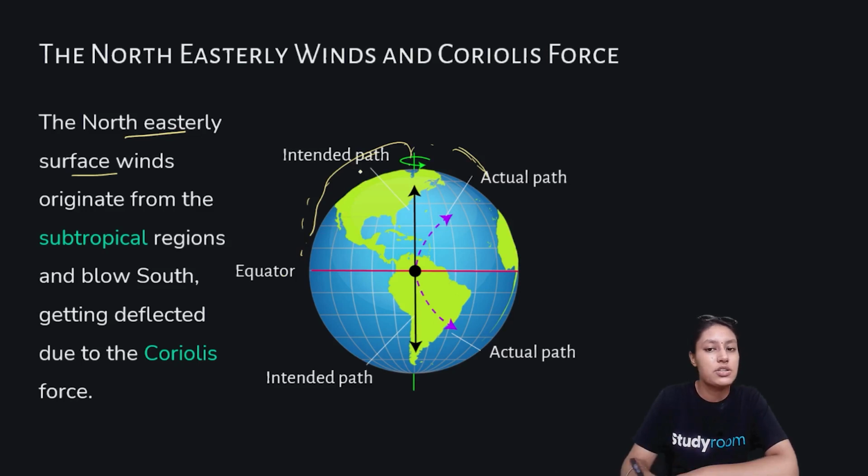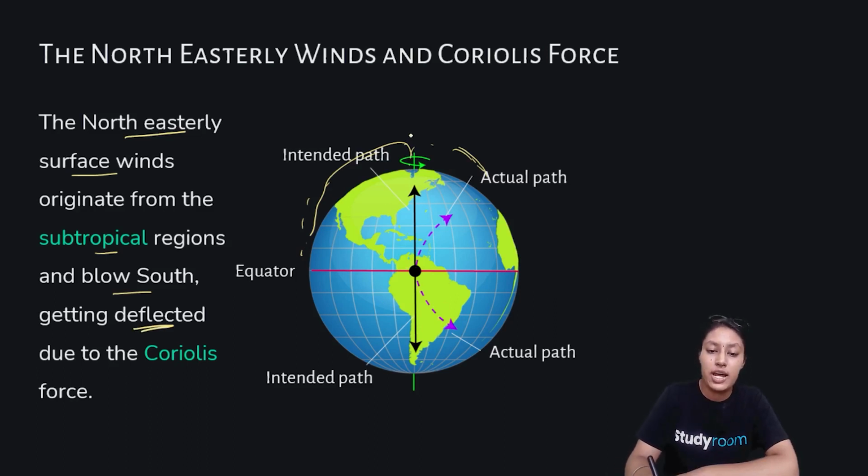So north is the daughter and mother is subtropical. Now the mother is subtropical, and they blow towards south. When they blow towards south, their direction actually should be like this. They should move like this, but their actual path changes. They get deflected.